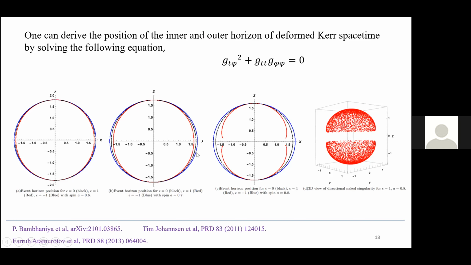Horizon in deformed curved spacetime for various values of the deformation parameter and spin parameter. So it can be seen that for the deformation parameter equal to 1 and spin parameter equal to 0.8, there exists some directional naked singularity around the equatorial plane, and this directional naked singularity you can see in the 3D view here.